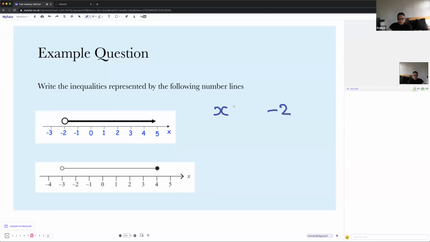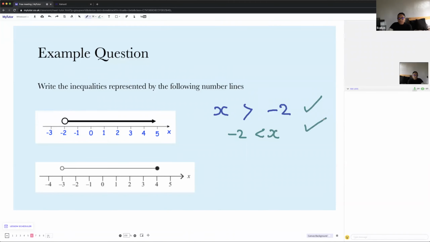Is it going to be a greater than, less than, or greater than or equal to, or less than or equal to? Now, it's hollow, so it's not going to have a line underneath it. It's not anything to do with equals to. So it's either greater than or less than. All of the numbers underneath this line are to the right of -2. That means all those numbers are getting bigger. So that means x is larger than -2.